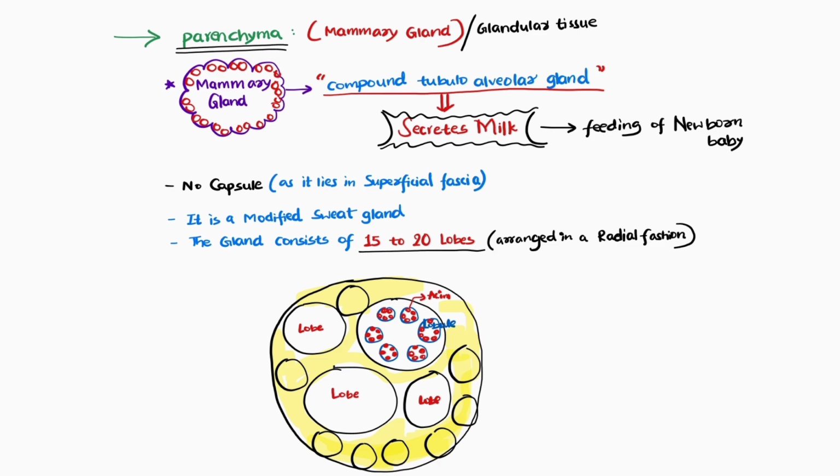And if you see this point from starting onwards, we are saying the mammary gland is a modified sweat gland. So it is a modified sweat gland. The gland consists of 15 to 20 lobes arranged in a radial fashion. As you can see in the cut section, the round things are lobes. Big circles are the lobes. In those lobes we have lobules. With the red color we have represented these lobules, which are nothing but the alveoli or acini, the glandular tissue, the cells which secrete the milk.